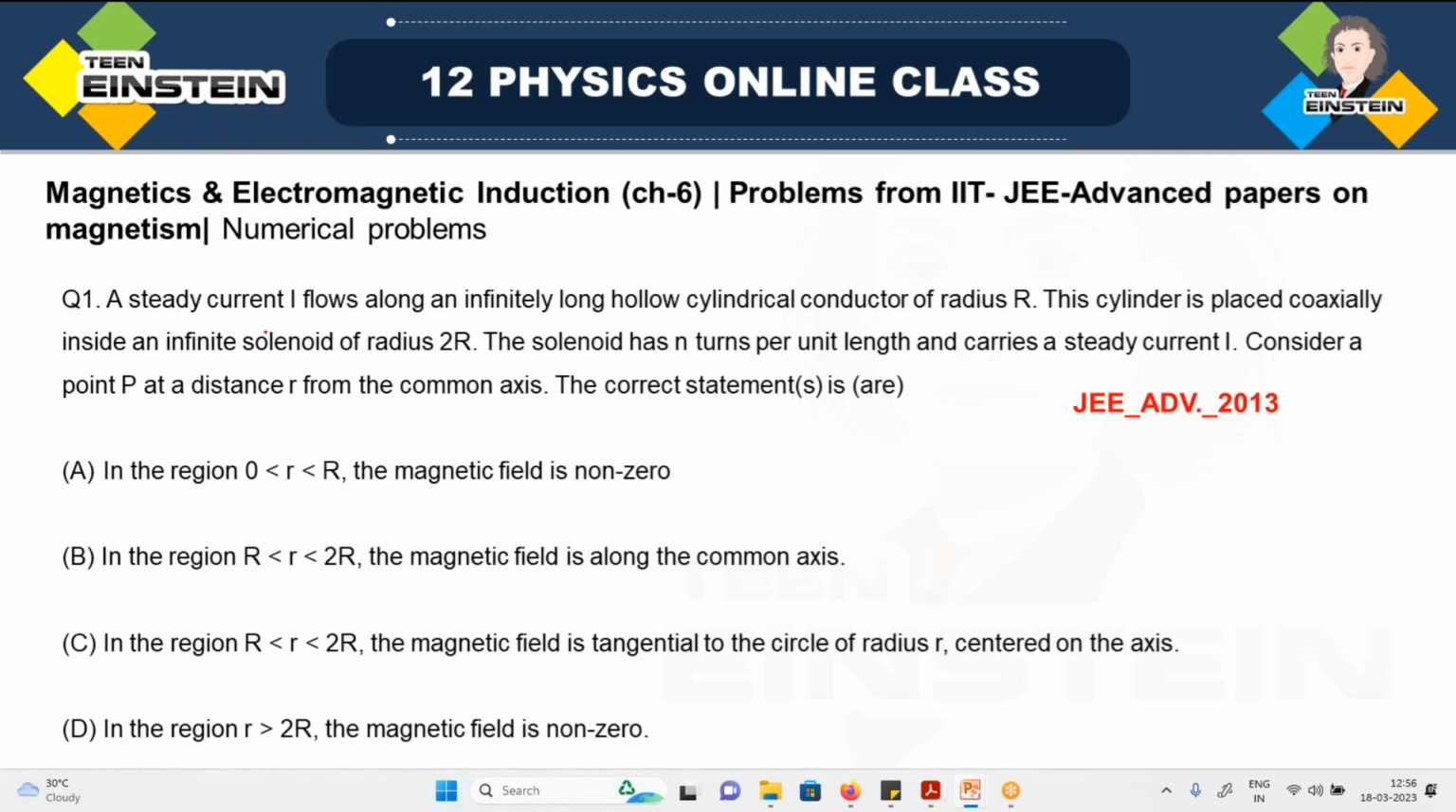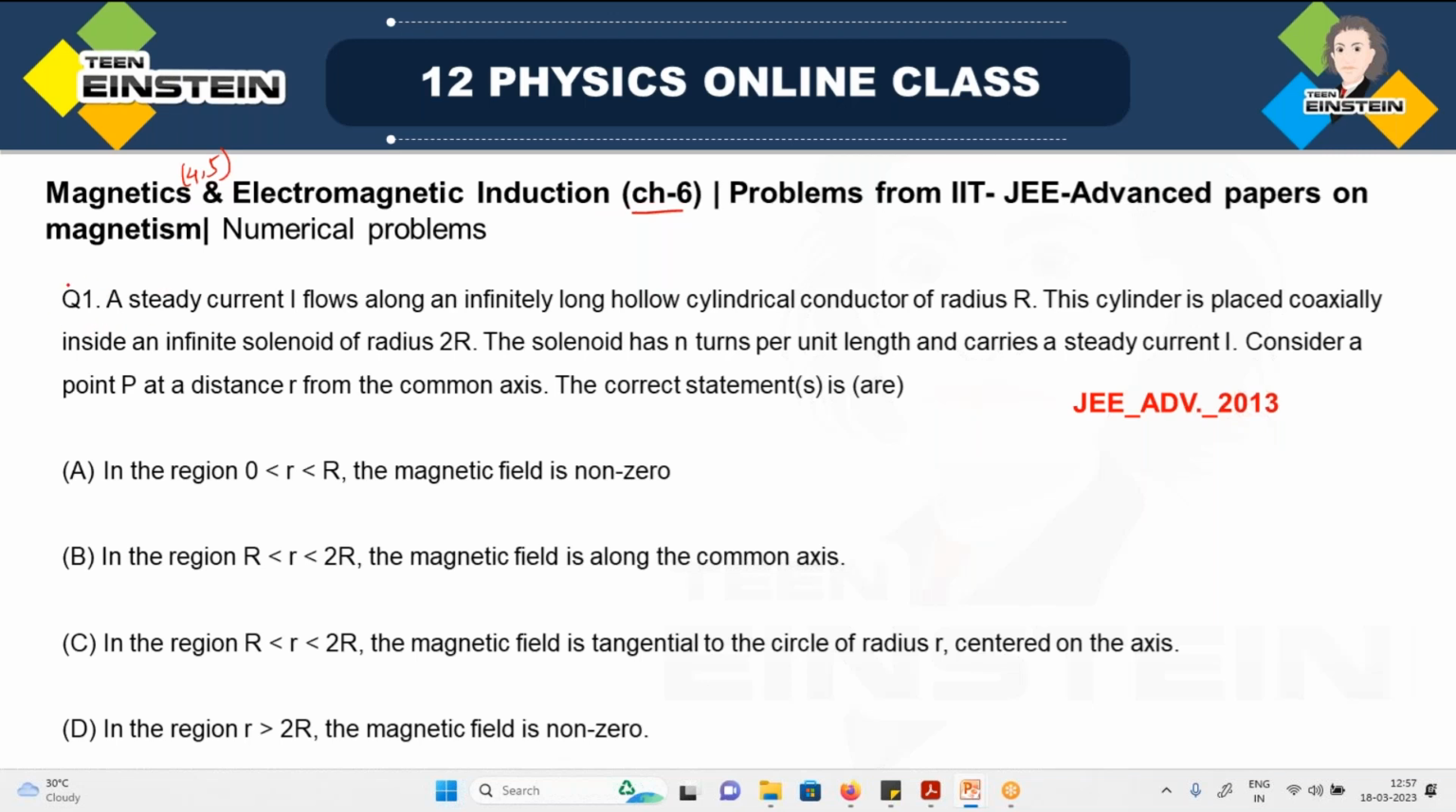Very good afternoon, students. Today we will discuss a few questions from JEE Advanced papers on the topic of magnetics and electromagnetic induction. So this is chapter 4 and 5, and this is chapter 6. Okay, so let us start our discussions.